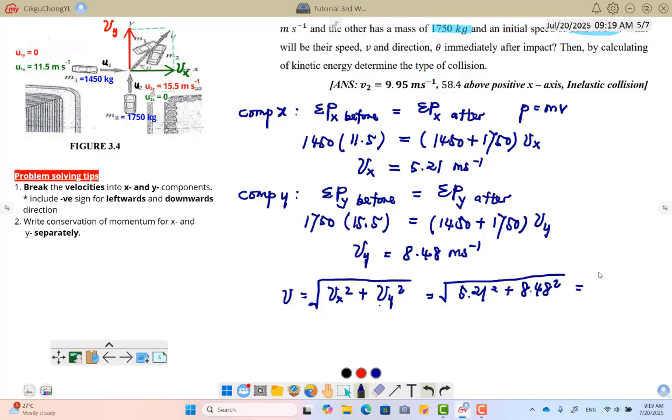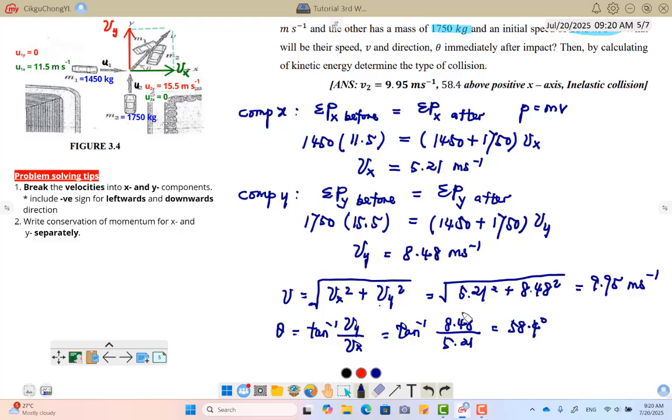So V will be the square root of Vx squared plus Vy squared. So we get the velocity immediately after impact as 9.95 meters per second. The direction after the impact can be calculated using inverse tangent of Vy over Vx. So we have 8.48 divided by 5.21, and I get 58.4 degrees. The component y is positive, so it's above, and the component x is positive, so it's above the positive x-axis. So the direction will be 58.4 degrees above the positive x-axis.